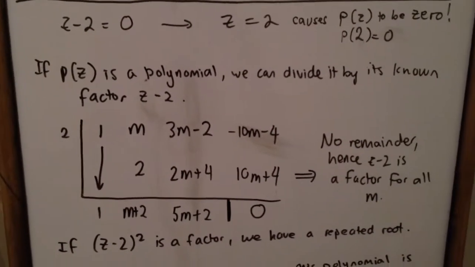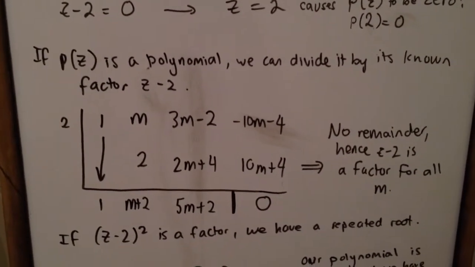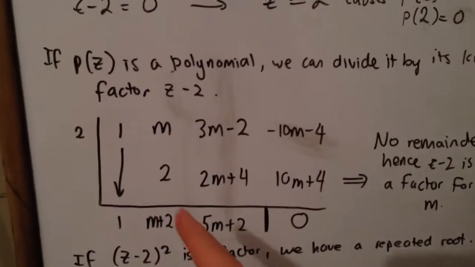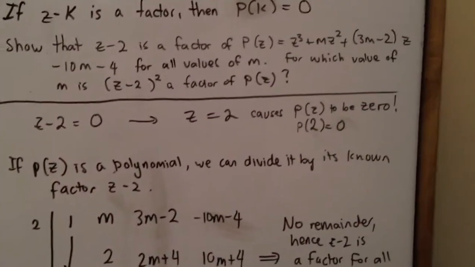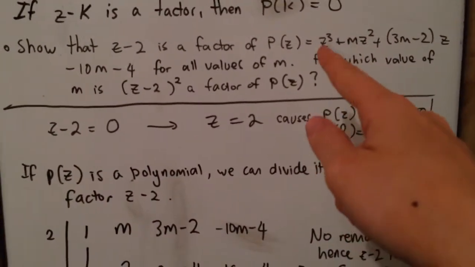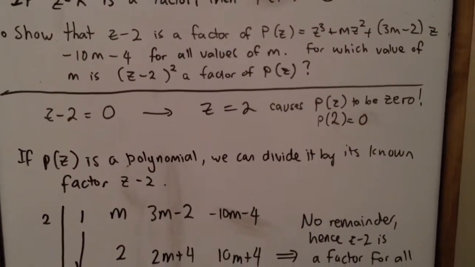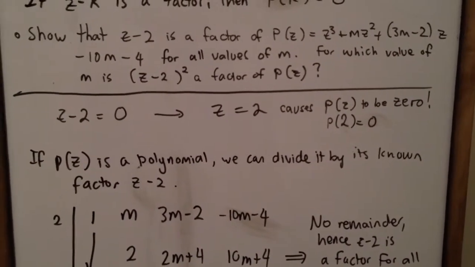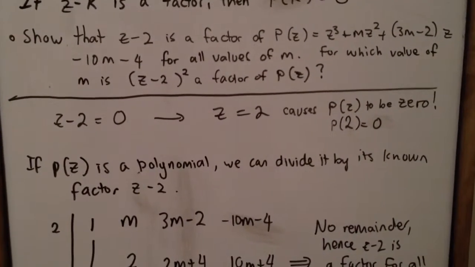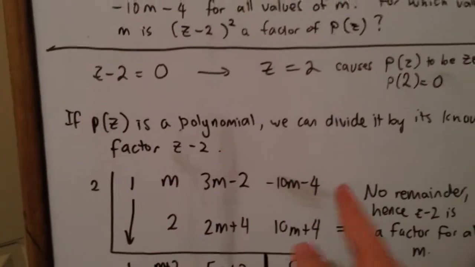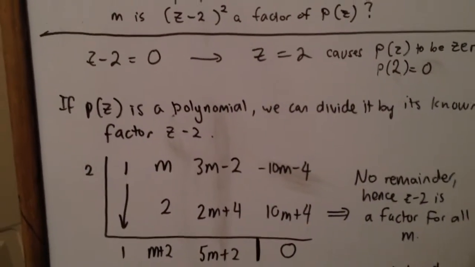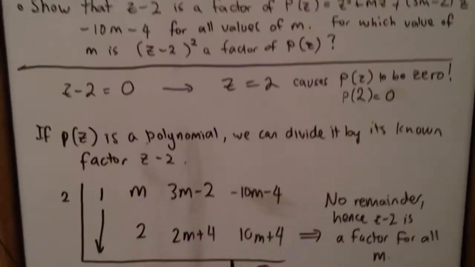So we're going to use a process known as synthetic division. Hopefully you've come across it before. If not, that's okay. We essentially write the coefficients of the cubic across the top line. So from the problem, 1 is the coefficient of z cubed. Then we have m for z squared, 3m take 2 for z, and then our constant is negative 10m take 4. So really all I've done is list the coefficients in a line there. Really simple. It's literally just copy paste.